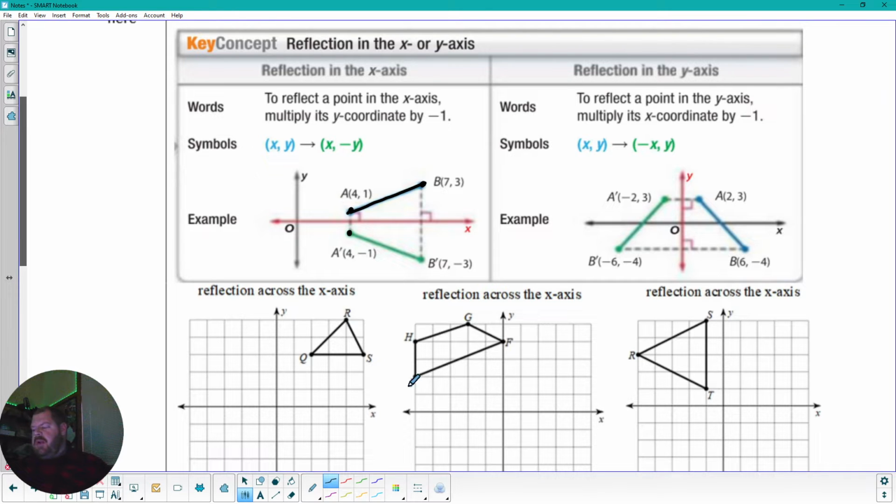An easy way to think about it is if I want to reflect A, it's 1 unit away from the x-axis, so I'll go 1 unit in the opposite direction and get to my A prime right here. B is 3 units away, so I count down 1, 2, 3, and then count 3 the other way, 1, 2, 3, to give me B prime down here at 7, negative 3.